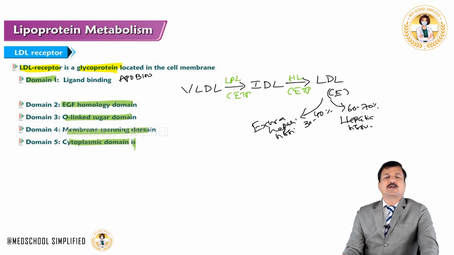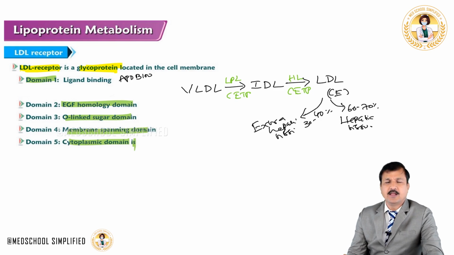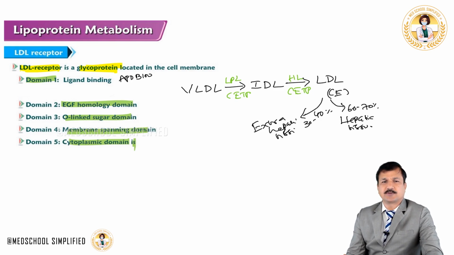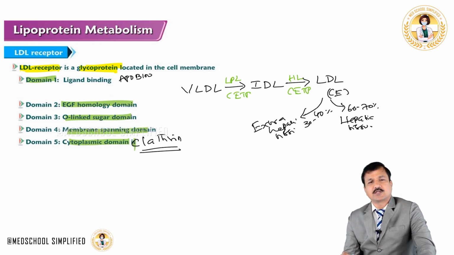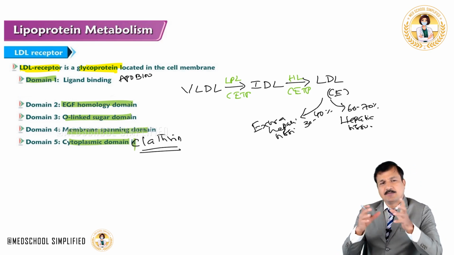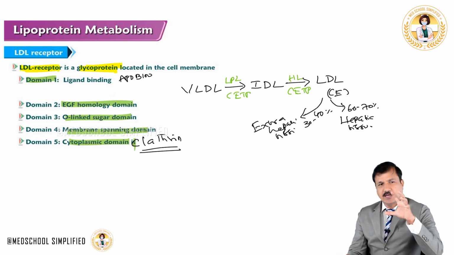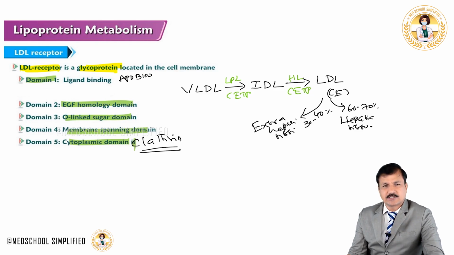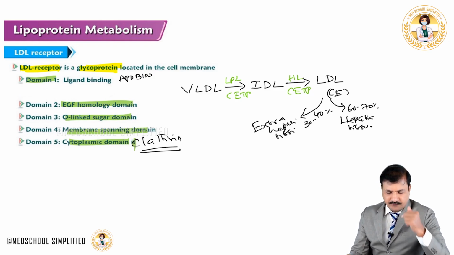Domain number 4 is a membrane spanning domain. It is rich in hydrophobic amino acids wherever it is spanning the membrane. And domain number 5 is a cytoplasmic domain, and this will interact with clathrin. Clathrin is a small molecular weight protein that will interact with the cytoplasmic domain, and thereby it is stabilizing that LDL receptor. So these are the divisions in an LDL receptor, domain number 1, 2, 3, 4 and 5.